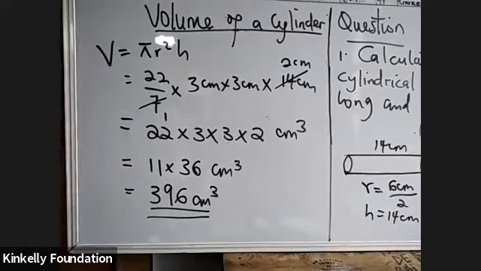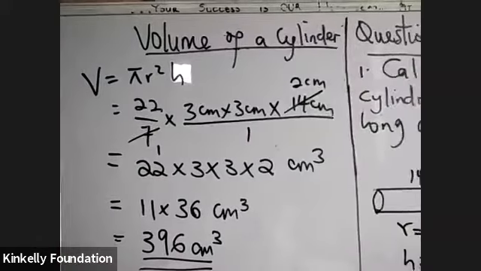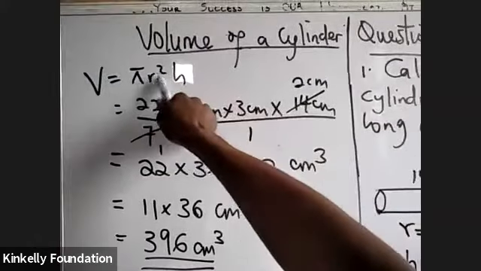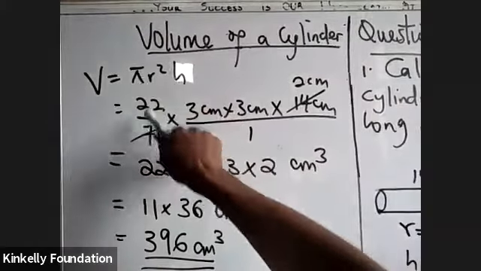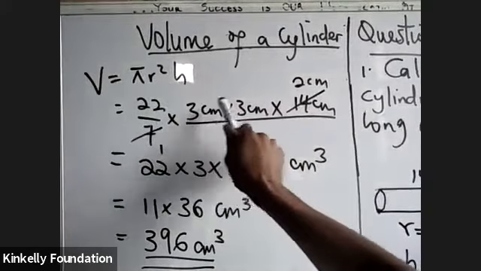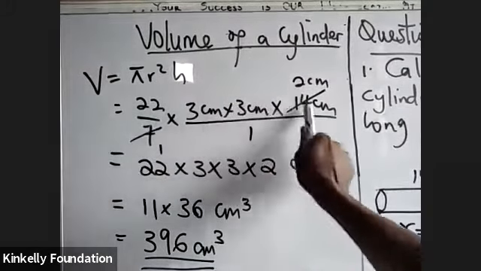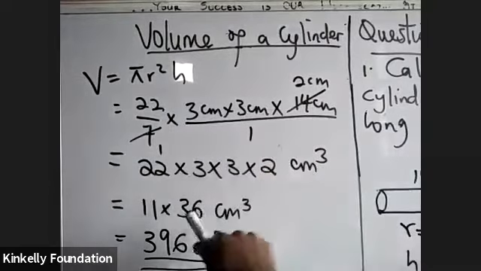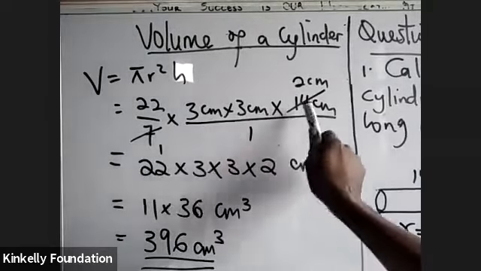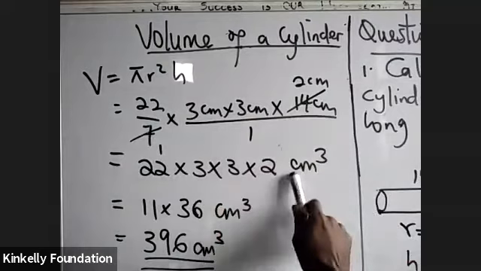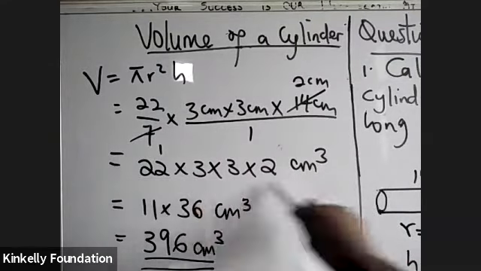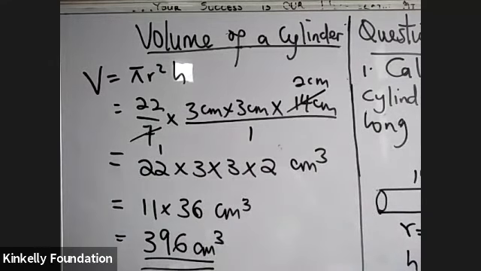But this one is different. Volume is equal to pi r squared h. We have pi, this, r squared means this times this, and height is this, all over 1. So you divide this with this to give us what? 2 cm. Now making this to be a linear form.